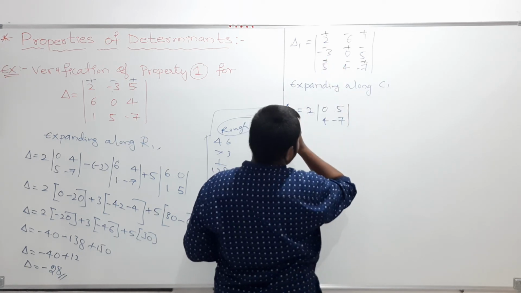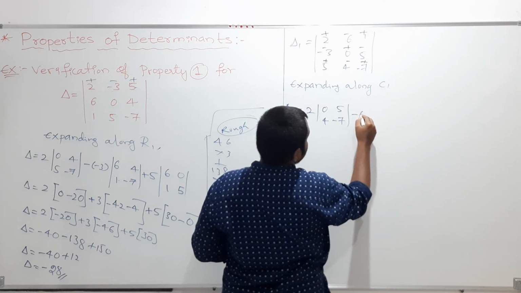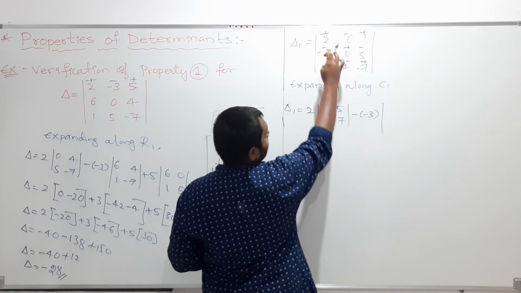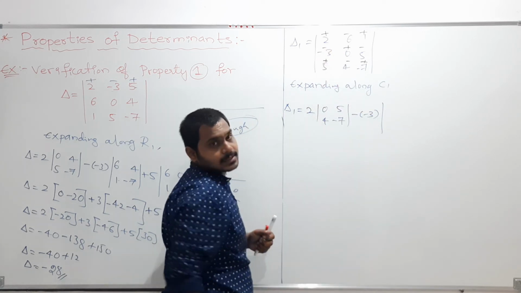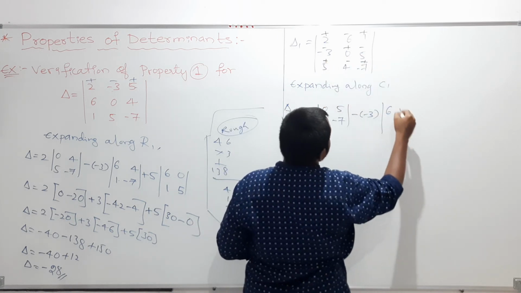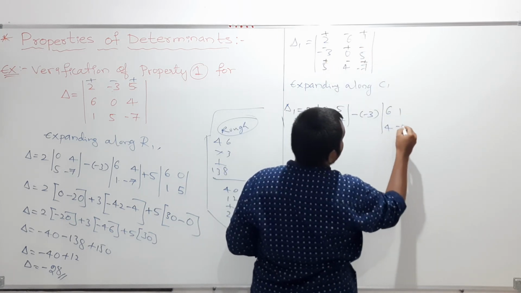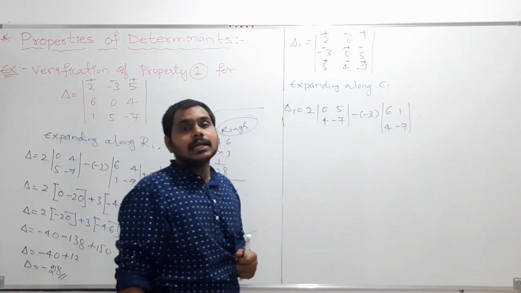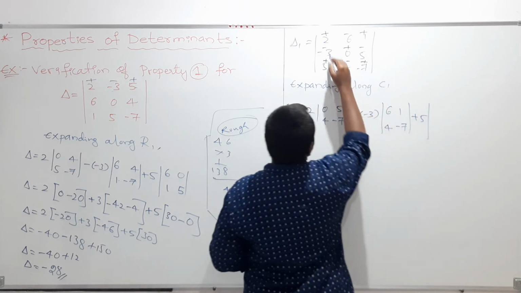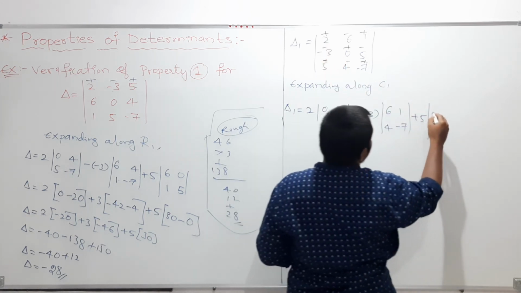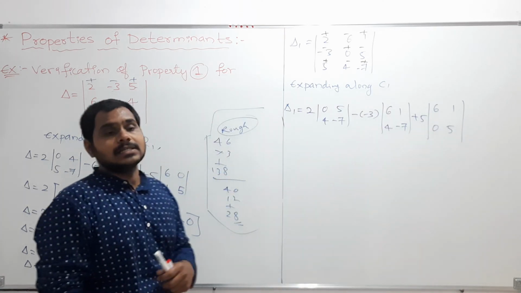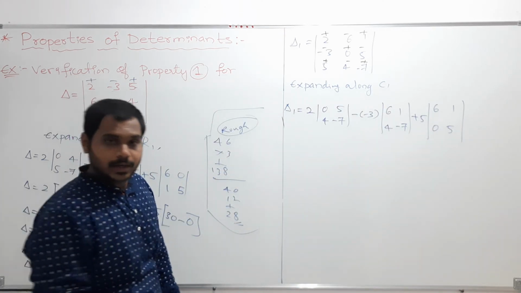Next I should take this element. Minus of minus 3: the minus sign here, this minus into this element, that is minus 3. Again this column and this row I should delete, so the remaining elements are 6, 1, 4, minus 7. Clear? Next plus 5. Again this column and this row I should delete: 6, 1, 0, 5. Further simplifying, you will get minus 28 only.